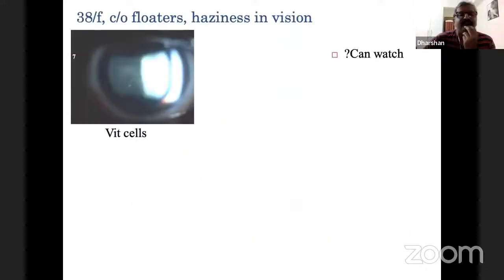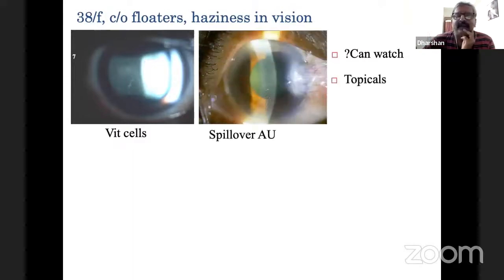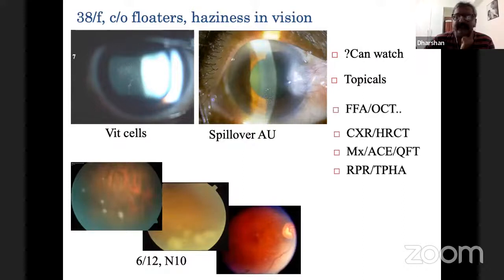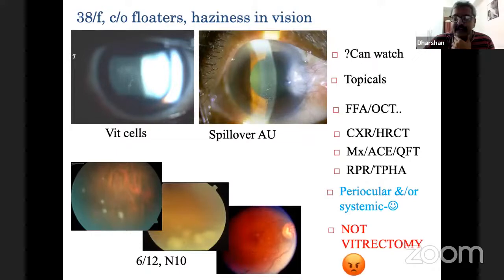I was taught to treat intermediate uveitis like this. If you have vitreous cells and a patient doesn't complain too much, you can probably watch or give them some topicals. If there is a spillover anterior uveitis, treat them with topical steroids or NSAIDs. If you have vision drop along with posterior segment manifestations or CME, then you image and investigate. Based on that, you treat them with periocular or systemic steroids or immunomodulators, but definitely not vitrectomy.